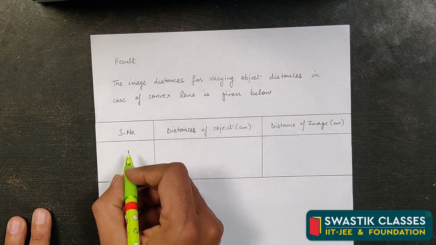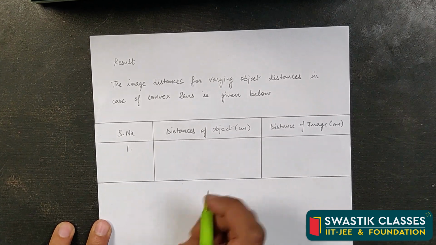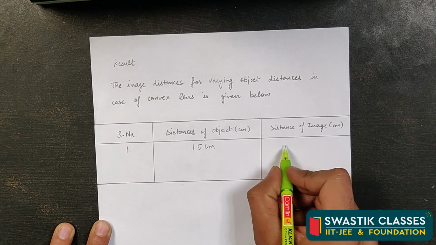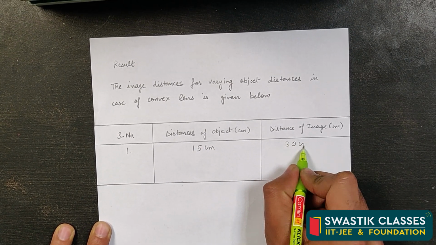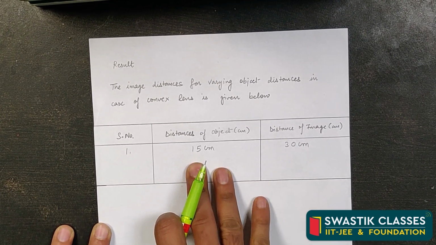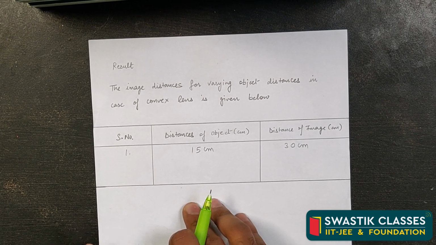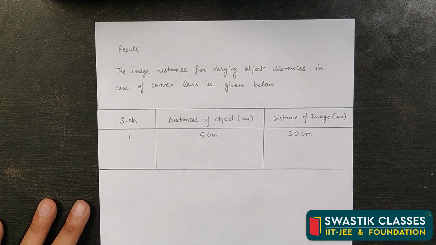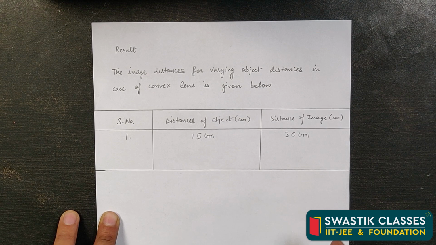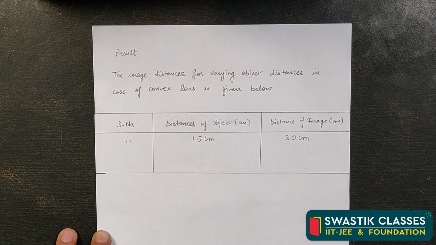So the result for this experiment is, serial number 1, the distance of the object was 15 centimeter, and the distance of the image we are getting was 30 centimeter. In this case, the object was placed between f and 2f. We can also perform this experiment when the object is placed between f and the lens. This experiment can also be performed when the object is placed beyond 2f, and in that case we will get the image between f and 2f.